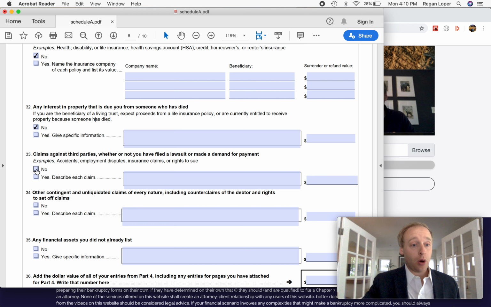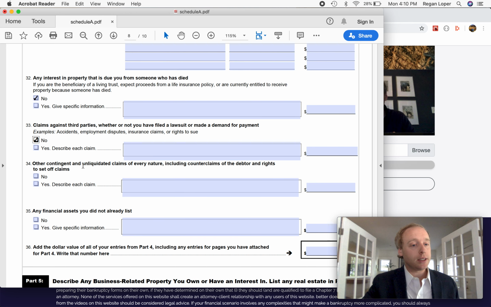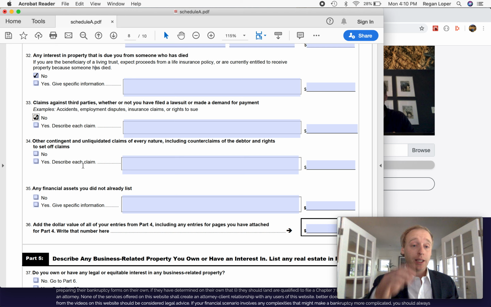Claims against third parties, that includes automobile accidents, things like that. She selected no. Contingent and unliquidated claims of every nature, including counterclaims of the debtor and right to set off claims. I won't get into too much detail about what this might include, but again, it highlights the point that if you're owed absolutely anything, you need to disclose it to the bankruptcy court.